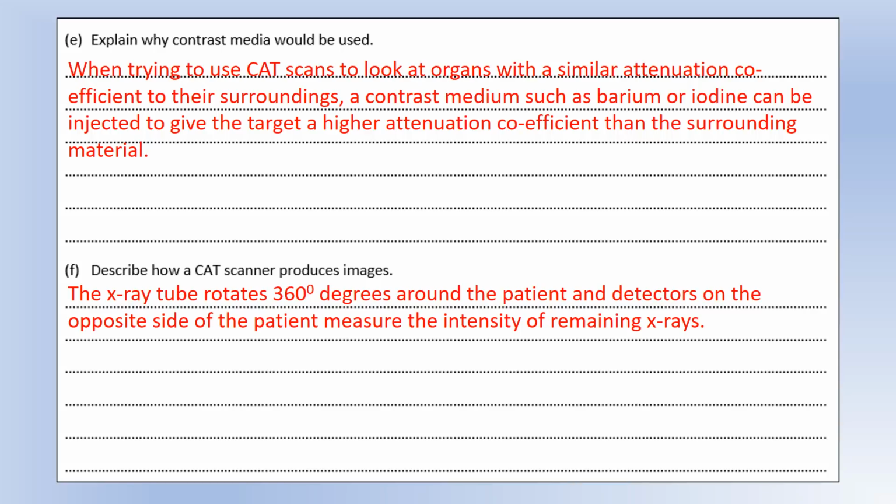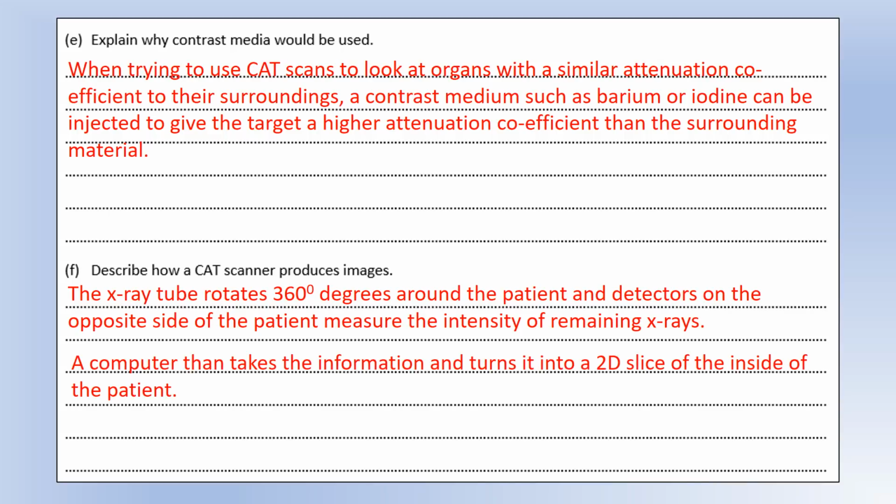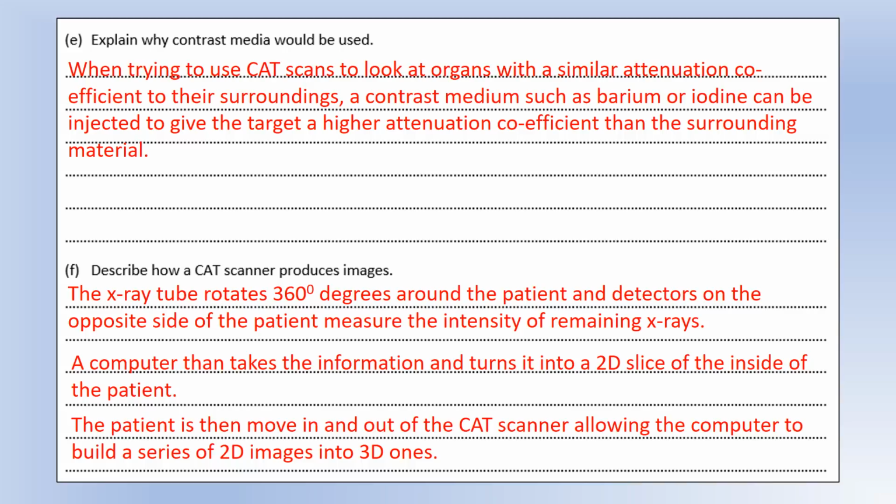So what we have is an X-ray tube that rotates 360 degrees around the patient, and we have detectors that rotate with it that are always on the opposite side of the patient. So they're always detecting the X-rays that make it through the other side, and they measure the intensity of those X-rays and work out what they have traveled through. Then a computer takes the intensity readings and turns it into a 2D slice of the patient. So it tells us the different materials in that slice. And then you move the patient in and out of the CAT scanner, and it builds up a series of 2D slices, which if you want to, you can turn into a 3D image. Or as a doctor, you can look at each slice individually to look in really good detail.